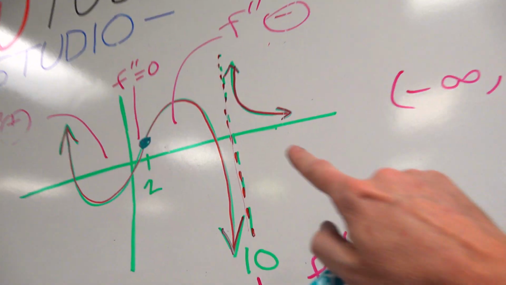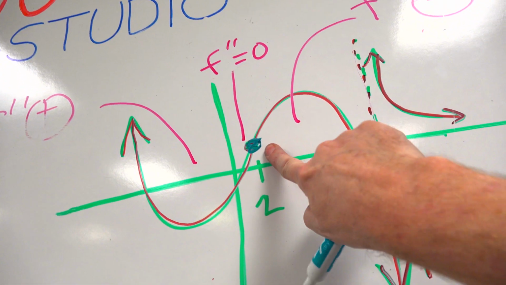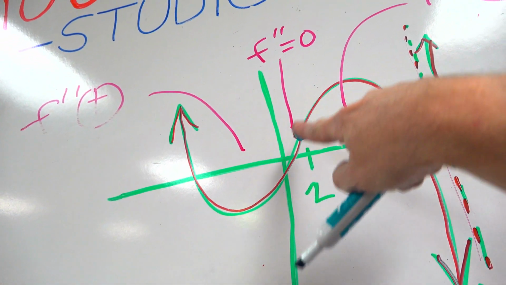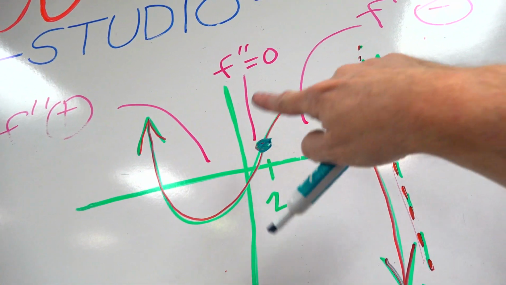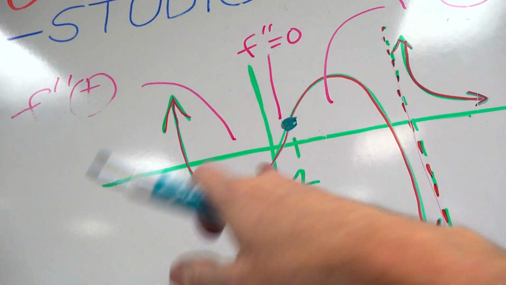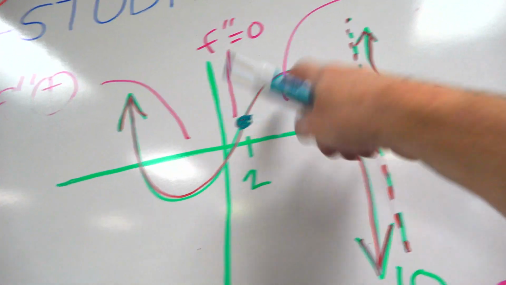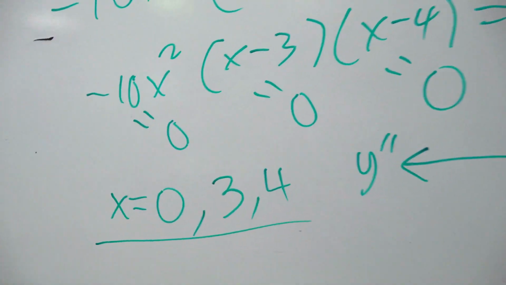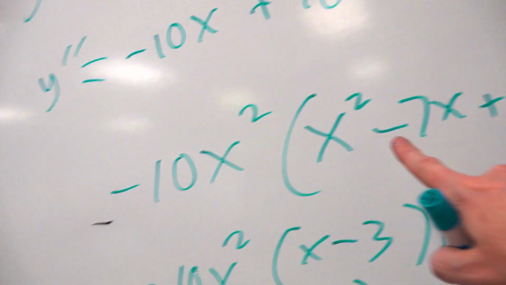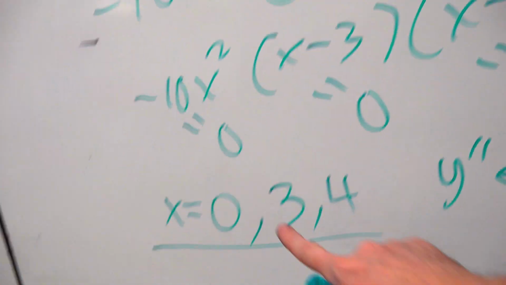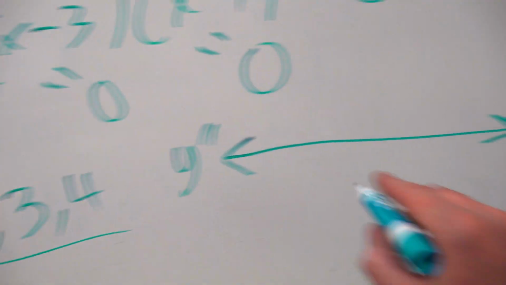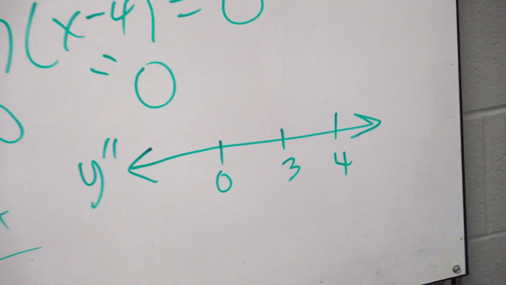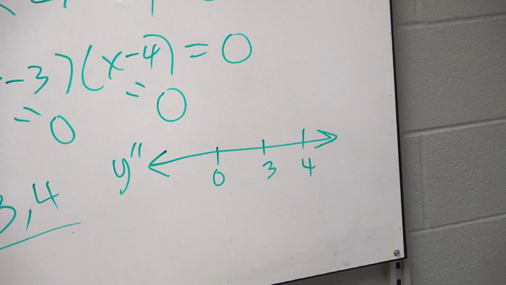The double derivative does have to equal 0 here, but also the concavity has to change from up to down or down to up. And it has to be a coordinate, not an asymptote. So the concavity has to change to be an inflection point, you see. It can't just be derivative or double derivative equals 0. So let's plot these. 0, 3, 4. Okay? Now let's plug in some sample points.